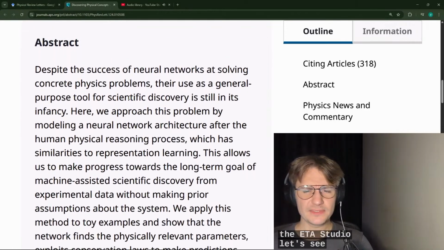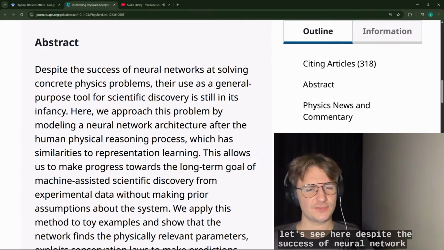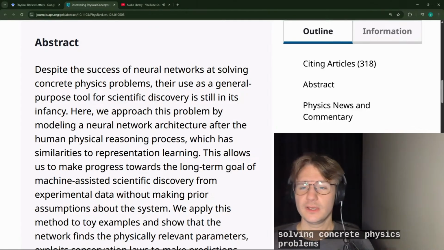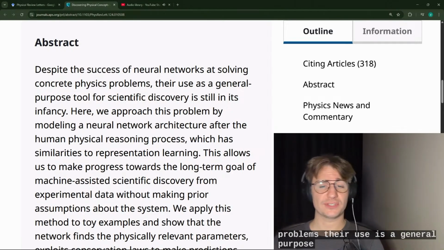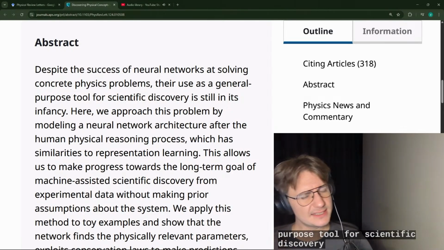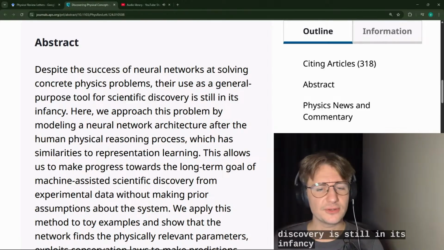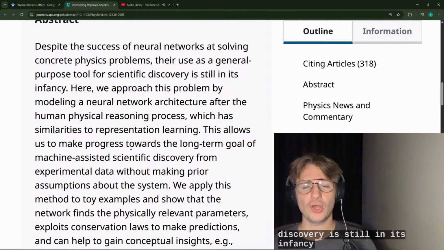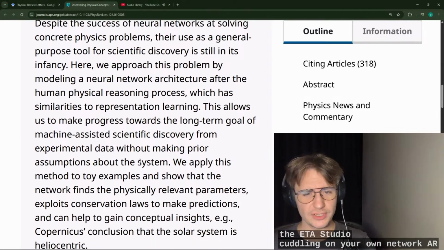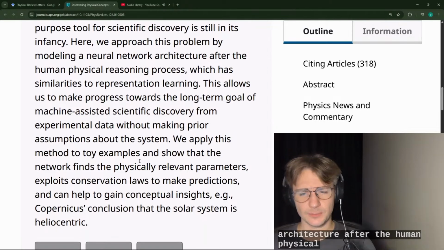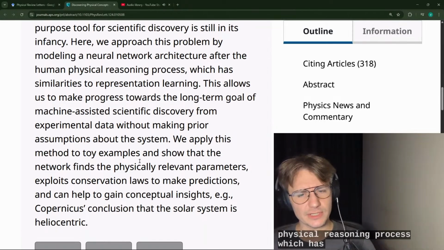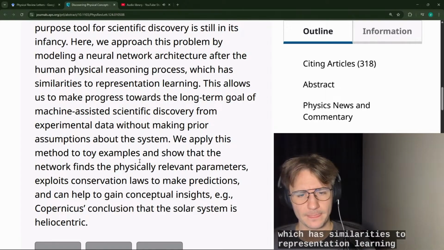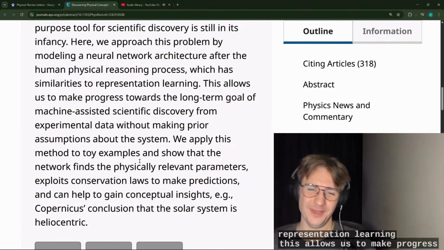Let's see here. Despite the success of neural networks at solving concrete physics problems, their use as a general-purpose tool for scientific discovery is still in its infancy. Here, we approach this problem by modeling a neural network architecture after the human physical reasoning process, which has similarities to representation learning. This allows us to make progress toward... Oh my gosh.